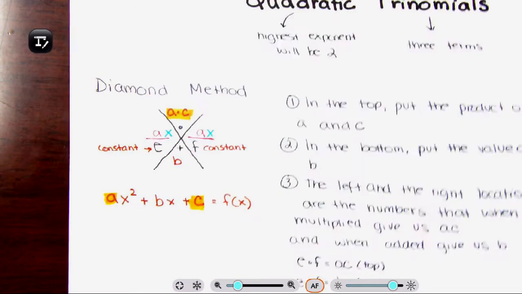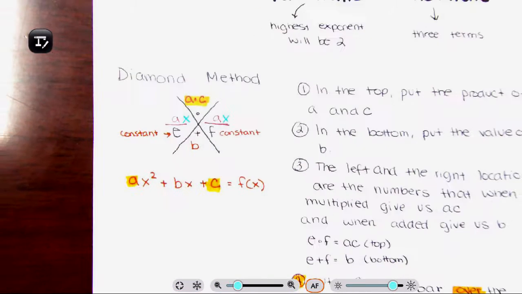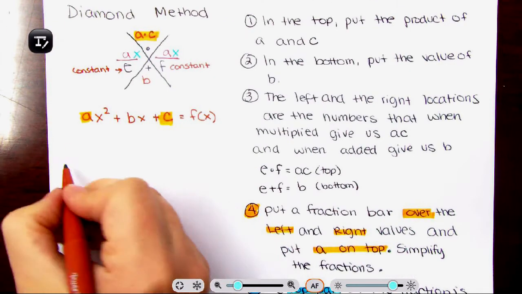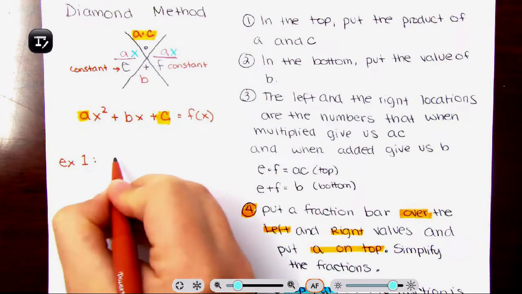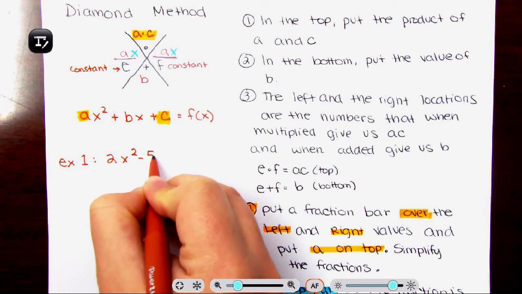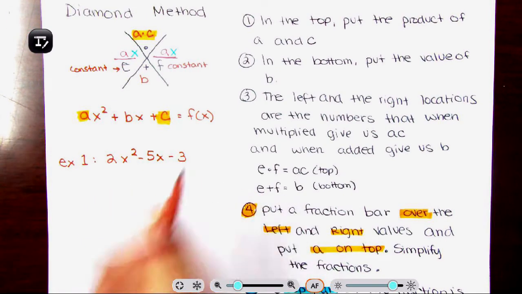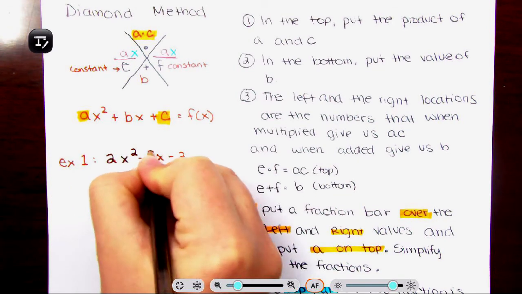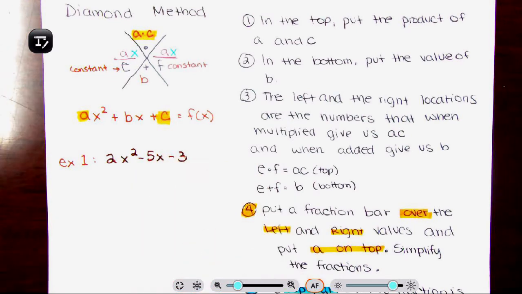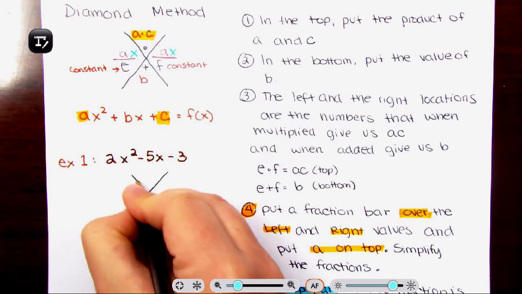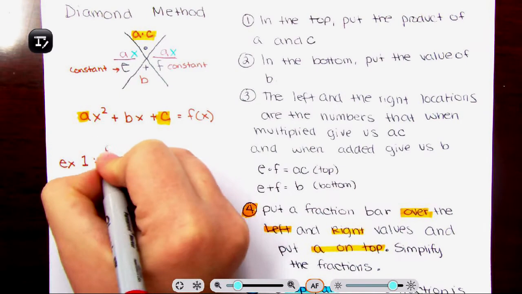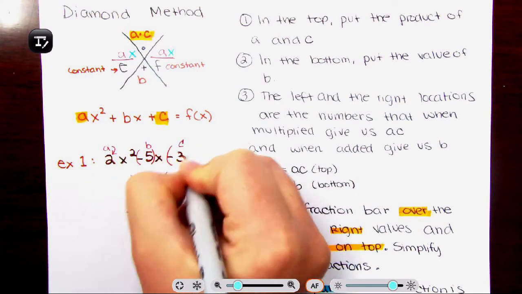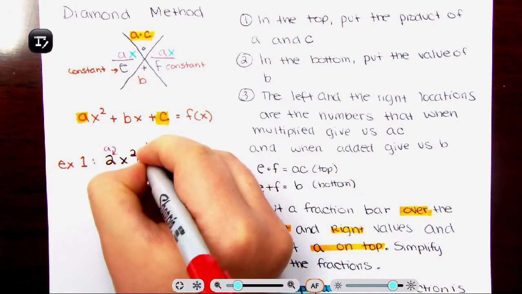Let's do an example. I'm going to do an example right below all of our steps. Let's say we have 2x squared minus 5x minus 3, and our objective is to factor. So this is the expanded form. We want to factor. You're going to do a bubble. This is your A, this is your B, and this is your C. Make sure you take the sign with it.